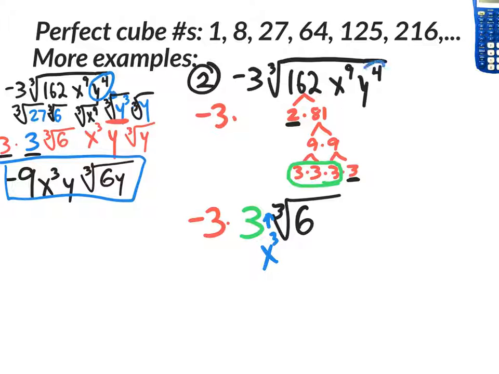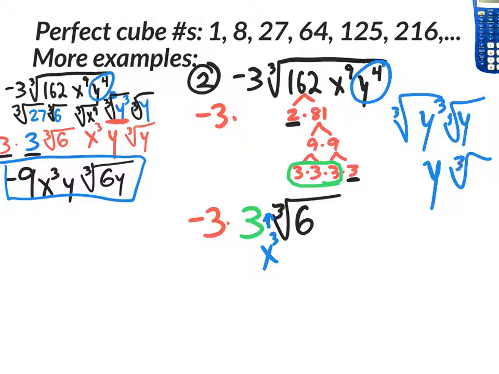But the cube root of y to the 4th, again, you have to do that same work. Y, you want it to be divisible by 3. So you're going to rewrite y to the 4th as y to the 3rd times y. That way, when you split the cube root, you could actually divide by 3. And you will get y on the outside and cube root of y on the inside. Okay? So we have our answer. We just need to organize it.